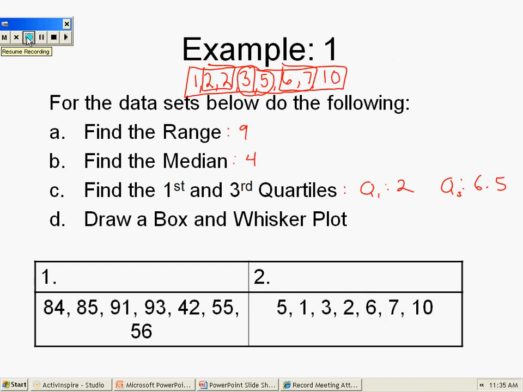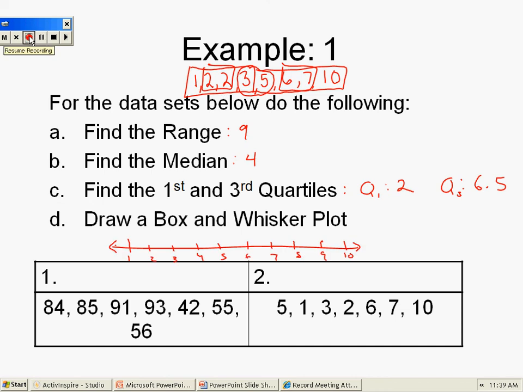So when we found the first and third quartiles, just like with the median, if you don't have a number dead smack in the middle, then you have to average the 2 that are in the middle. Now we're going to go ahead and have you guys draw a box and whisker plot. So you have your minimum, your maximum, and your median, and the 2 quartiles. Go ahead and plot those and make a box and whisker plot.